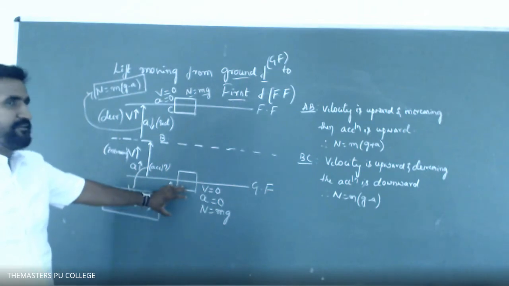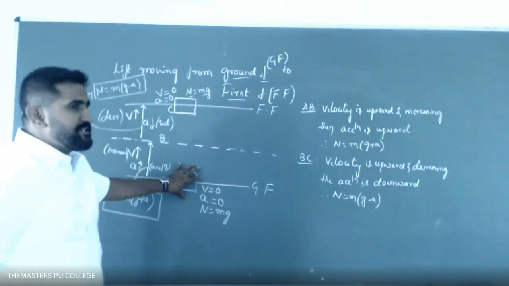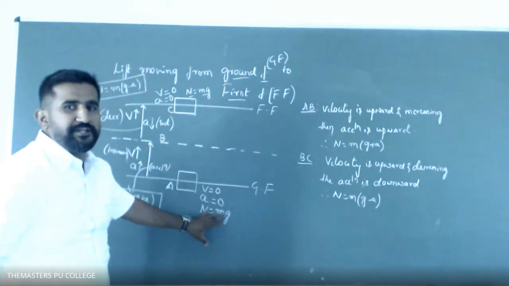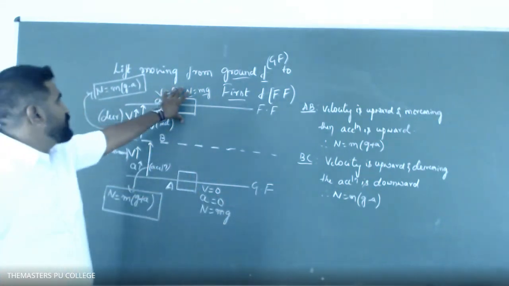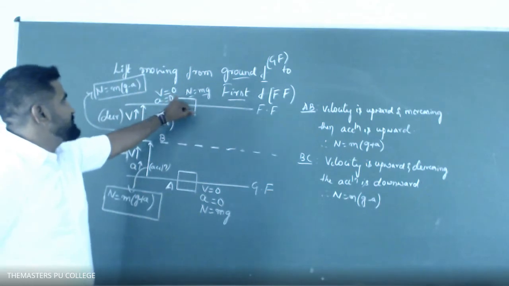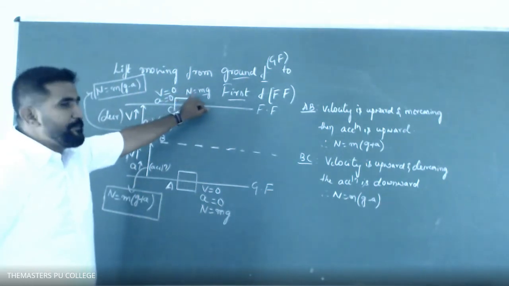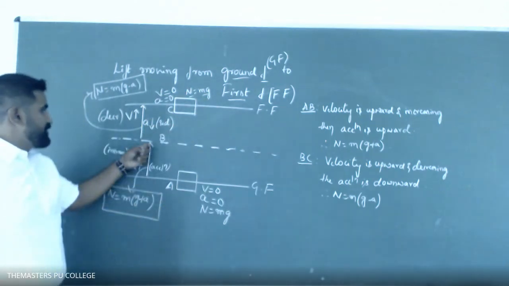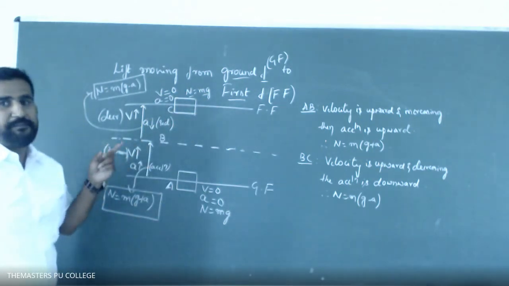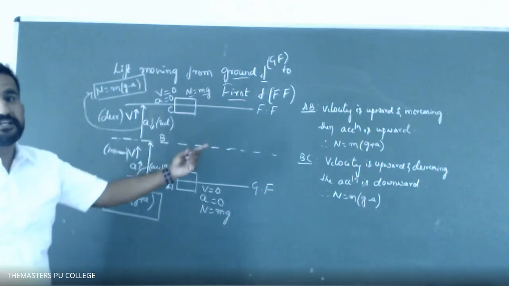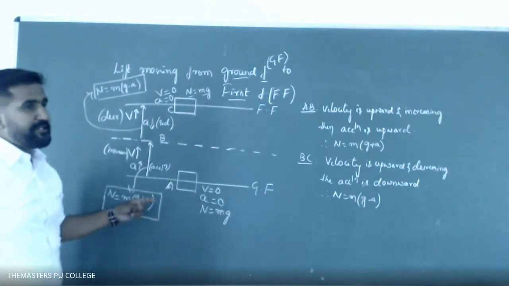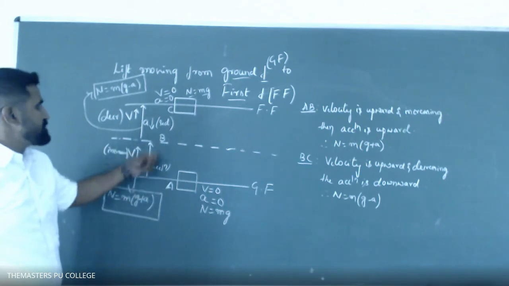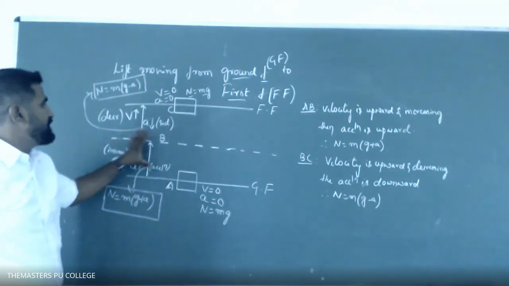Recall first again what we did. At position A, velocity is 0, acceleration is 0, apparent weight will be equal to true weight. At the first floor, velocity is 0, acceleration is 0, therefore apparent weight will be equal to true weight on the first floor. When it is moving from ground floor to first floor, I have divided it into two parts.